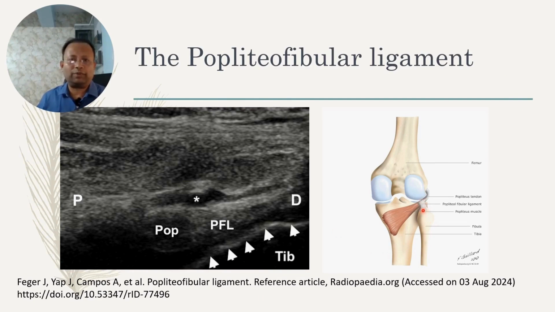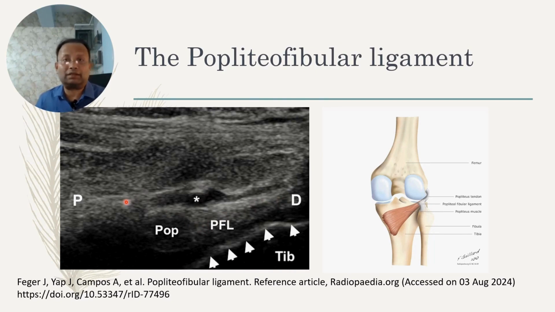When we place the probe longitudinally, here it is the cranial side, and this is the caudal side. We can see this popliteal tendon in a short axis view. So this is the popliteal tendon, and this is the fibula. The fibular head is this side. In between, of course, we will see some part of tibia also. So this is the cortex of tibia. Between this fibula and proximally this popliteal tendon, in this area we will see the popliteofibular ligament.